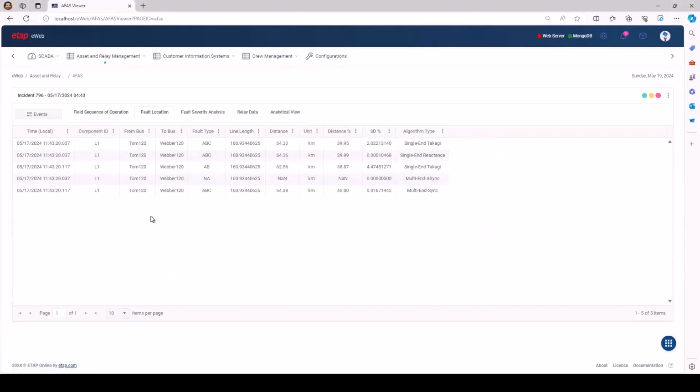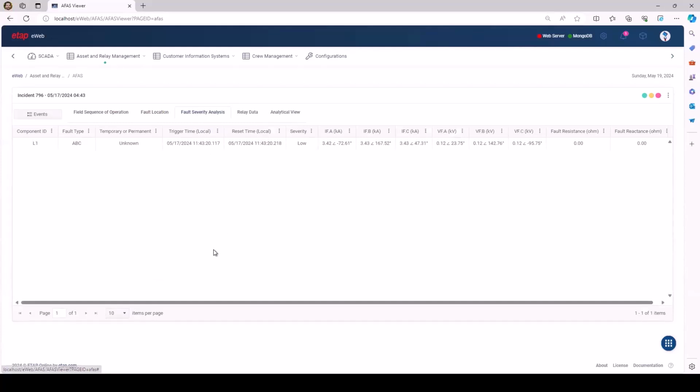The second tab is fault location results for different algorithms, different single-end methods and multi-end methods. If you remember, the fault was placed at 40% of the line. As you can see, the different methods provide accurate results, with the most accurate one being the multi-end sync results, which display 64.38 kilometers for the fault from the TOM 120 bus, which is 40% on the line.